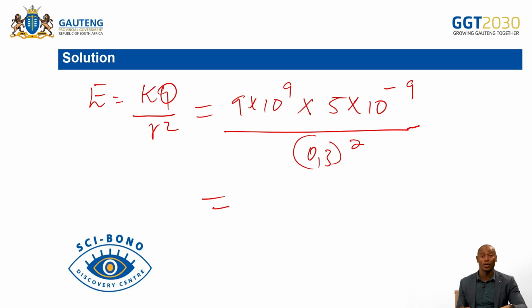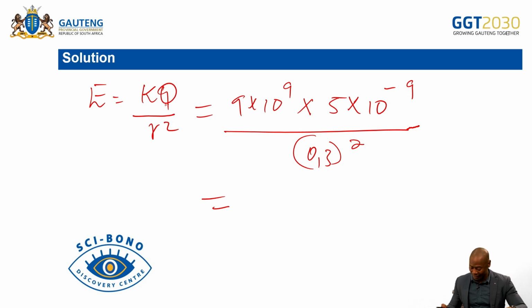In newtons per coulomb. And remember, learners, we did mention this when we were dealing with Coulomb's law. The charge here should always be positive. It should be the magnitude, right? So even if it's negative, here you need to substitute a positive charge of that magnitude. Okay. Then what are we having here?